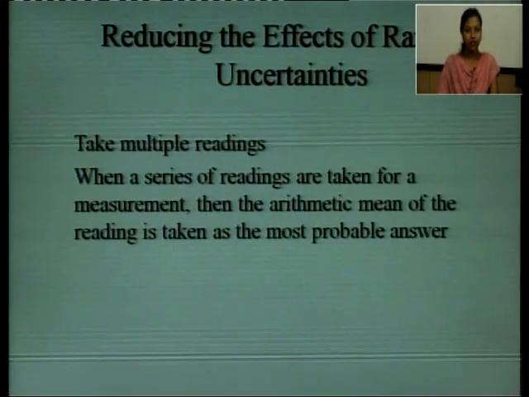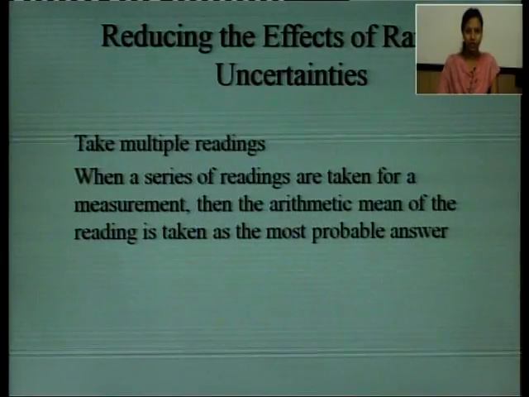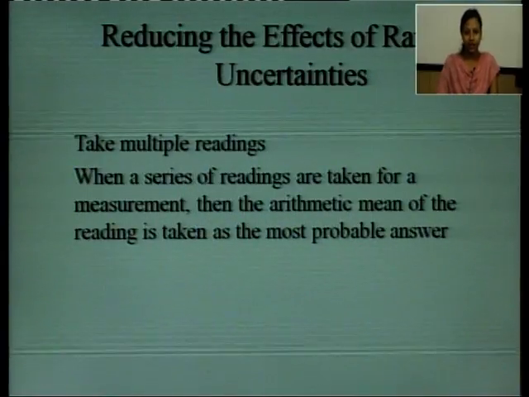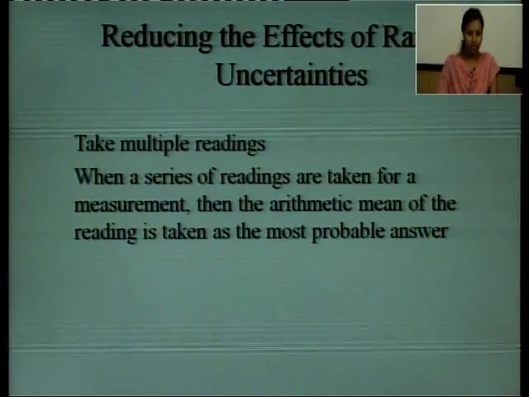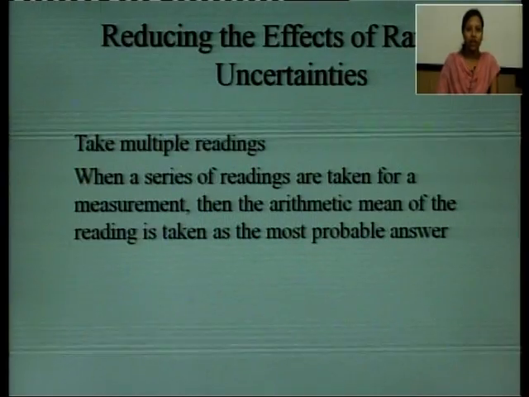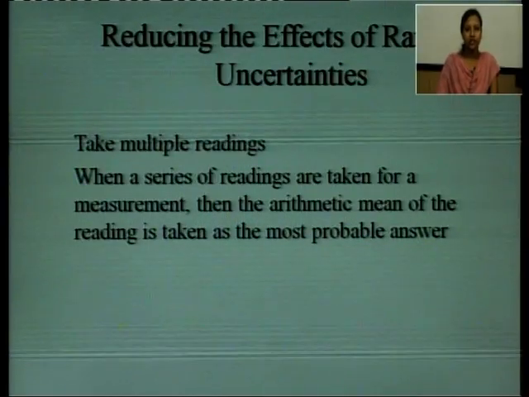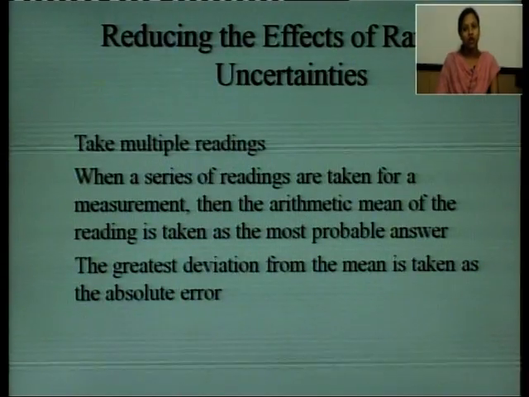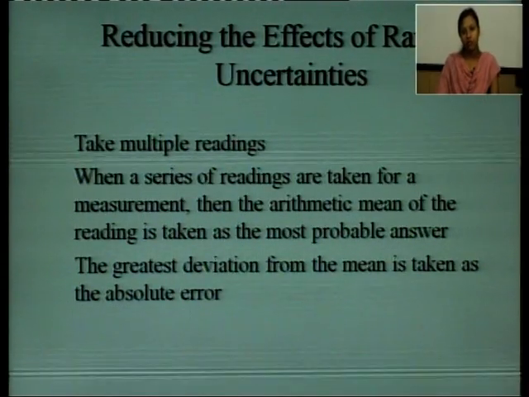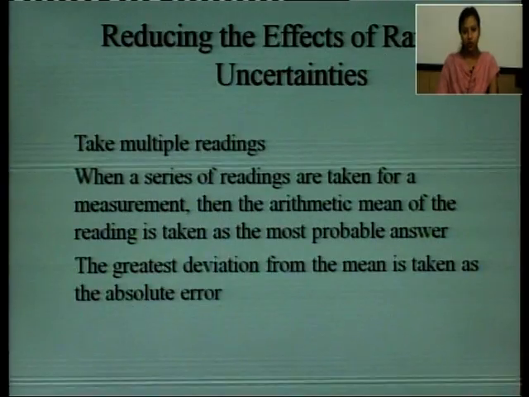So we can reduce random error, as we already discussed, by taking multiple readings. When a series of readings are taken for a measurement, then the arithmetic mean of the readings is taken as the most probable answer. The greatest deviation from the mean is taken as the absolute error.